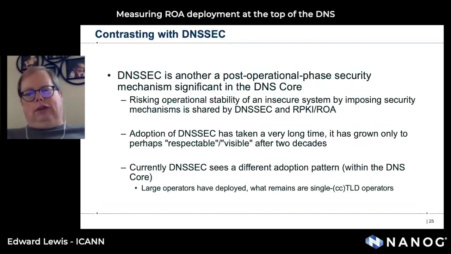And it's actually been a good thing it's been slow, given some of the early hiccups that happened. Currently, though, DNSSEC sees a different adoption pattern within the DNS core itself. In the DNS core, the large operators have fully deployed it. And what remains to be deployed are the single ccTLD operators, kind of a little bit different from what I see with the ROAs, for who knows what reason.